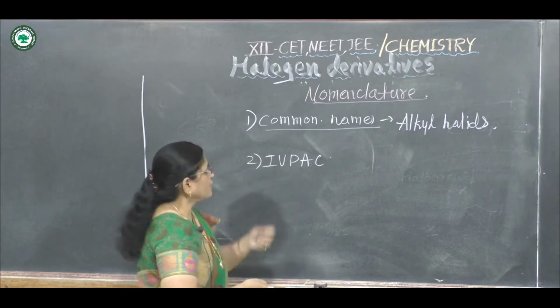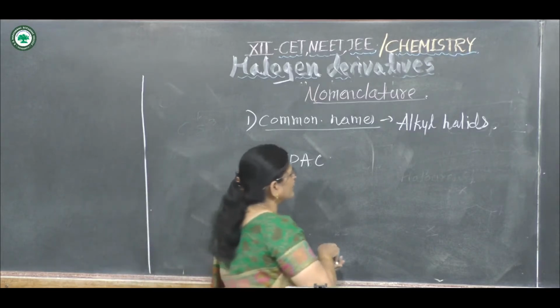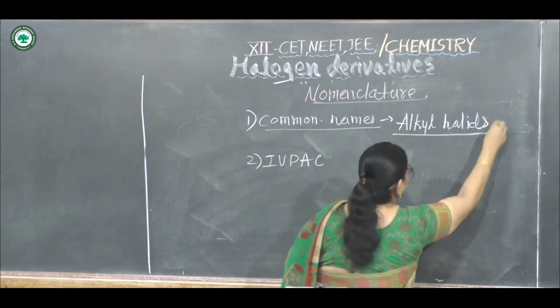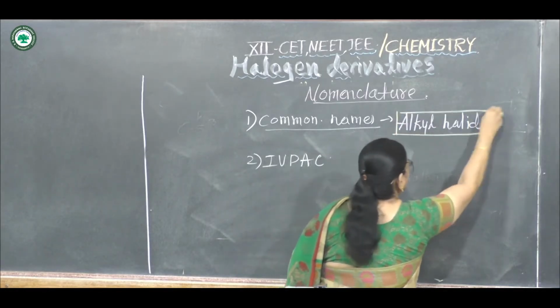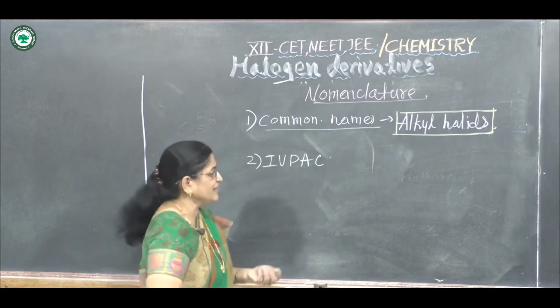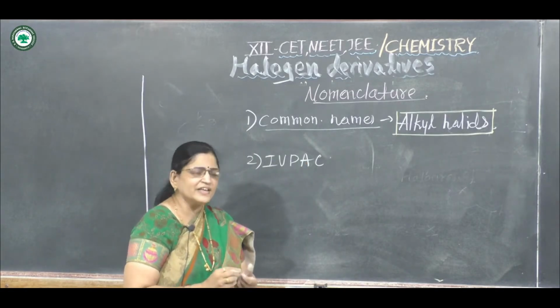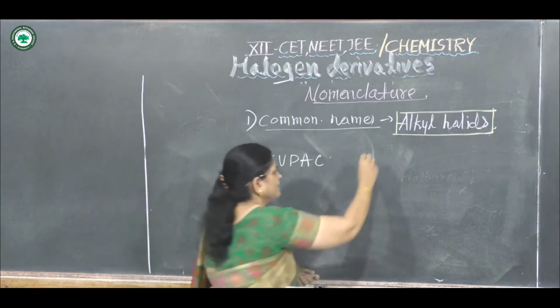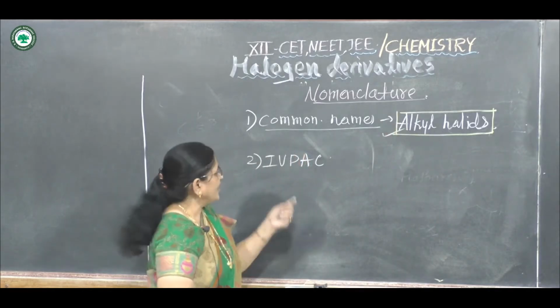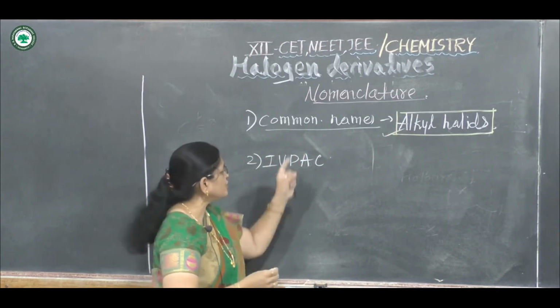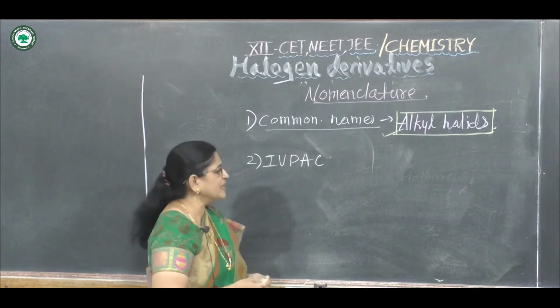In this way, in the common name system, remember only this word, the most important word: alkyl halides. With this word, you can easily name any halogen derivative compound in the common name system.